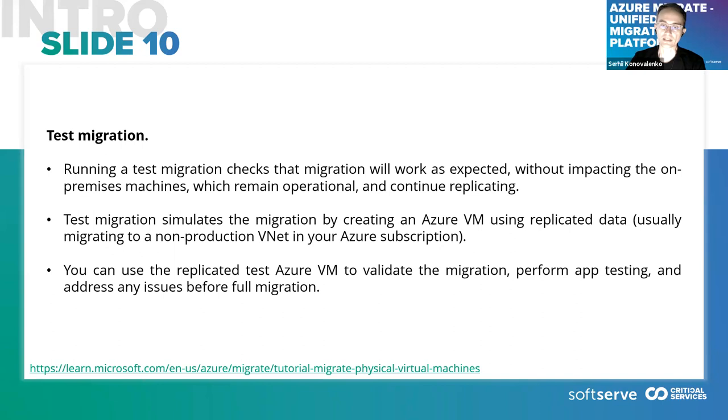In my case, I saw some restrictions from the subscription level on the size or SKUs that I chose for my virtual machines, and it requires some increase in the quotas for that type of cores in that region. So it's a pretty good validation phase in the migration process that helps us avoid some issues or problems during the final migration.